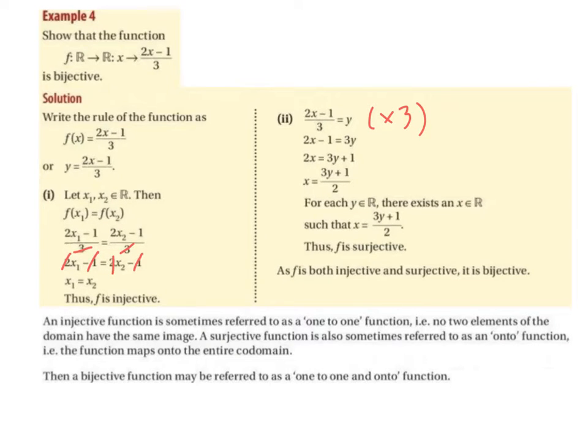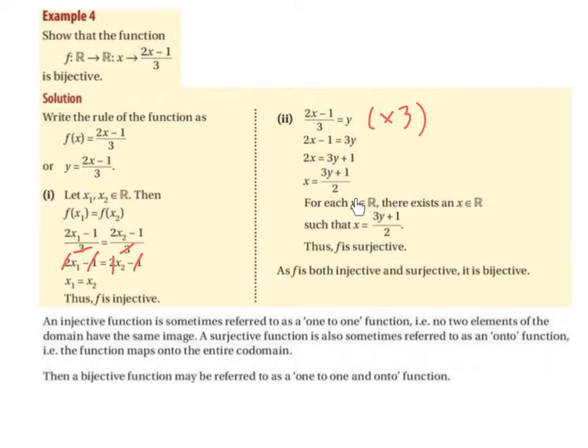Then we need to rearrange, so we're going to bring the minus 1 over the other side and it becomes plus 1. So we get 2x equals 3y plus 1. And then to get rid of that 2, we're going to divide both sides by 2. And we get (3y plus 1) over 2. So now x is the subject of the formula, x is on its own.